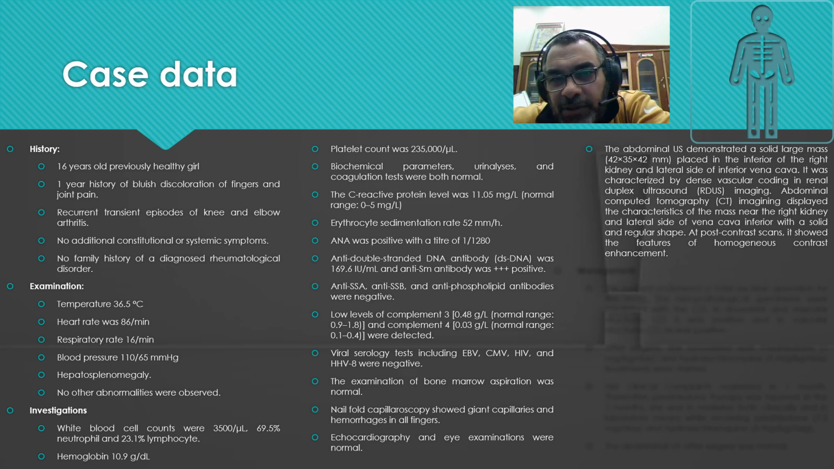The abdominal ultrasound demonstrated a solid large mass placed in the inferior of the right kidney and lateral side of the inferior vena cava. It was characterized by dense vascular coding on renal duplex ultrasound imaging. Abdominal CT imaging displayed the mass near the right kidney and lateral side of the inferior vena cava, with a solid and irregular shape. At post-contrast scan, it shows homogeneous central enhancement.